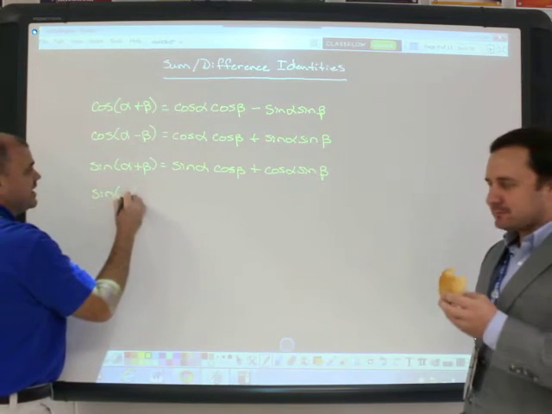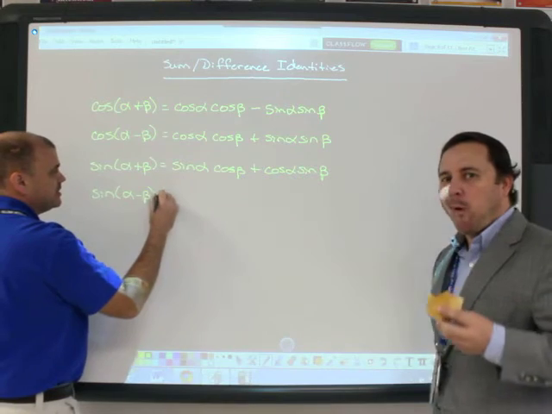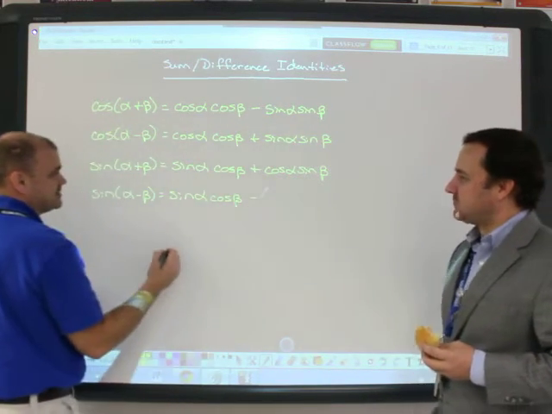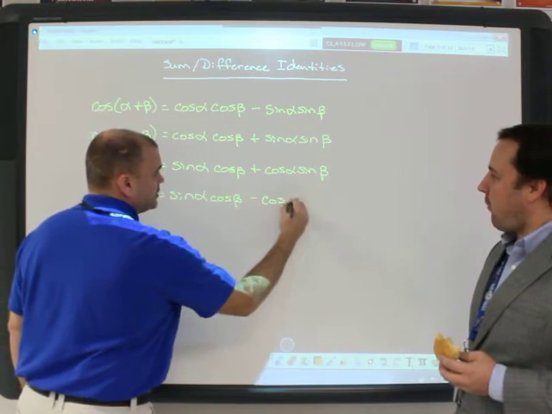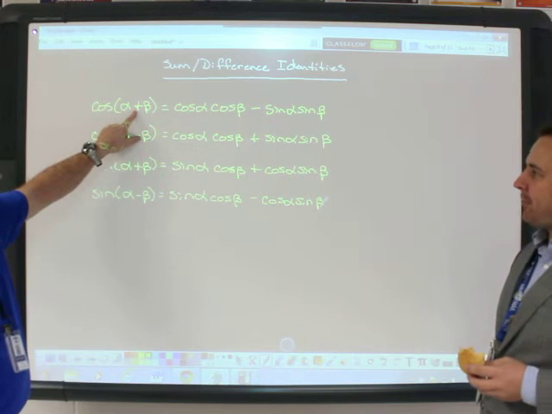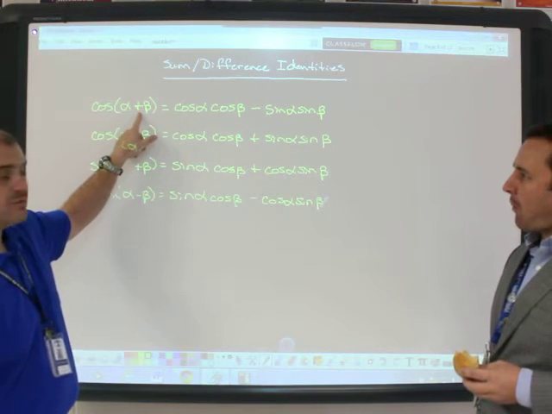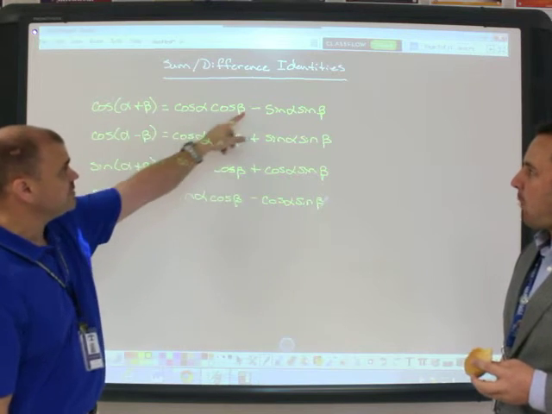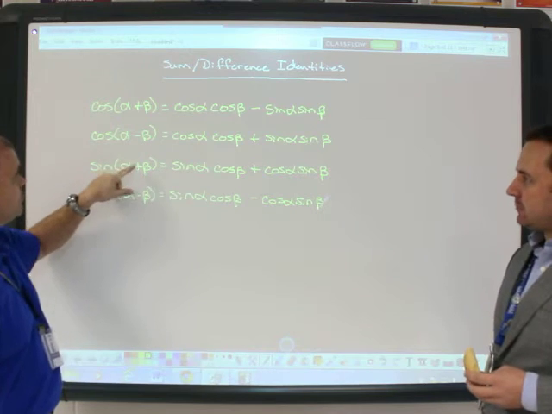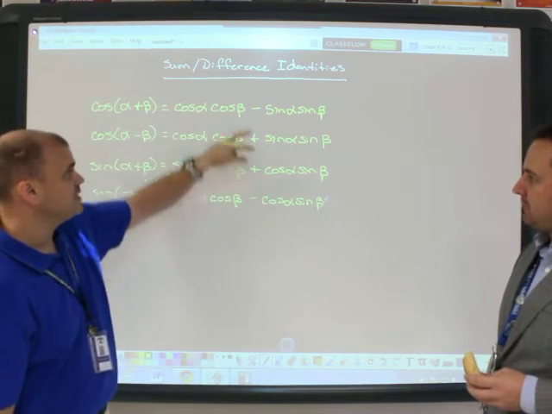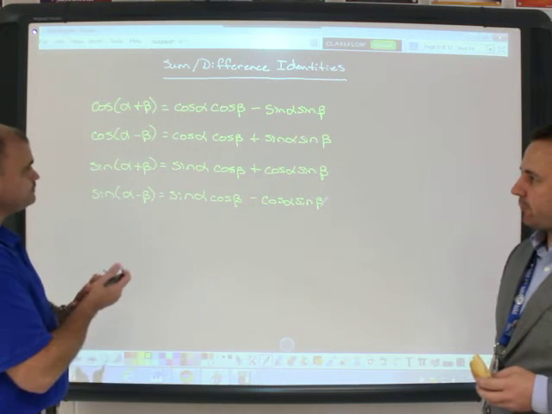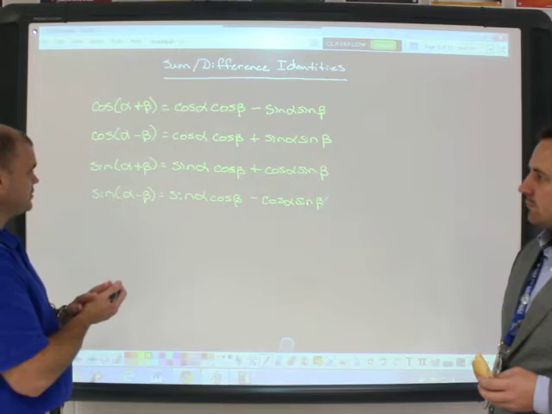Then we have the sine of alpha minus beta equals the sine of alpha cosine of beta minus the cosine of alpha sine of beta. So kind of interestingly, in cosine, when we're adding the two different angles together on the left side, we subtract in the identity part on the right. But in sine, when we add, we add, and when we subtract, we subtract. We just have to swap those signs in the cosine sum and difference. Alright, that's interesting.